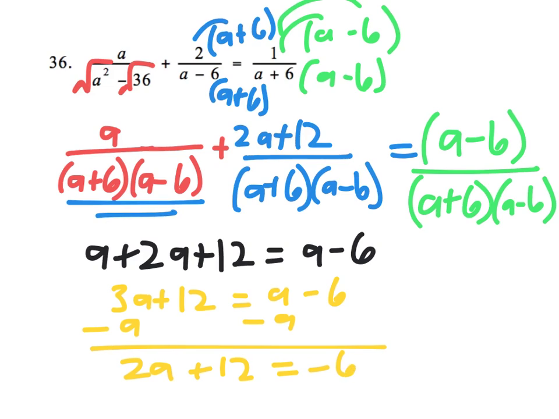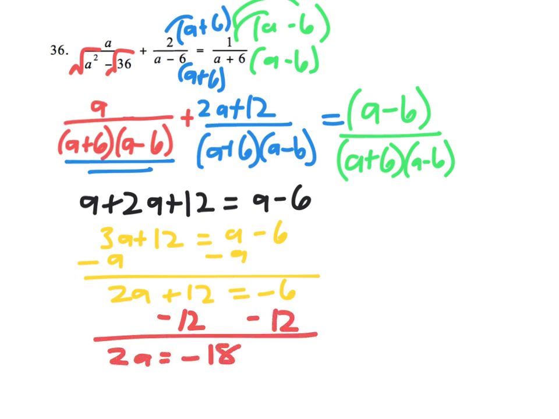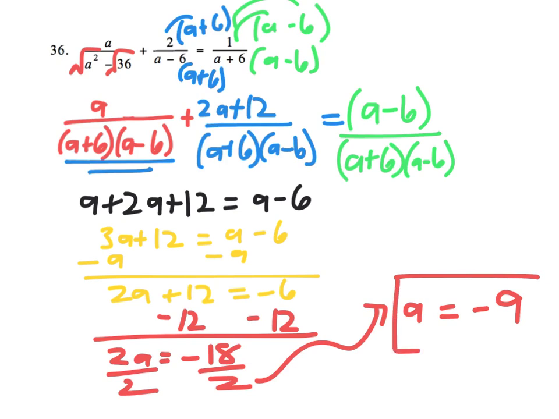I'm going to zoom out a little bit. We're going to subtract 12 from both sides. We get 2a equals negative 18. Divide by 2. And we get a equals negative 9. Again, I'm going to assume that you can plug this in and check your answer and see if it works or not.